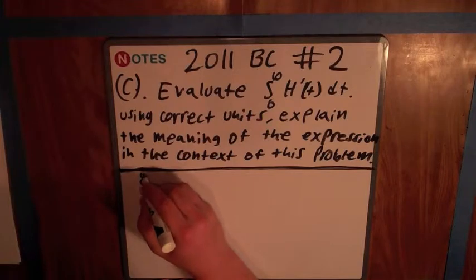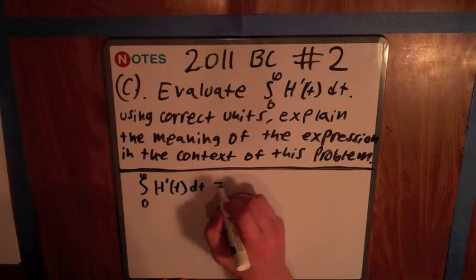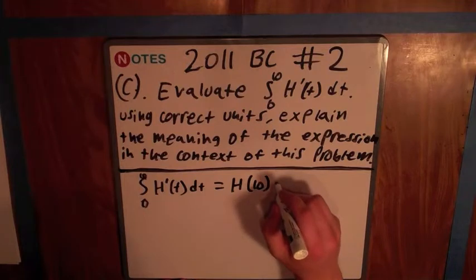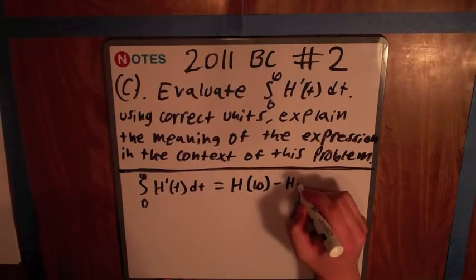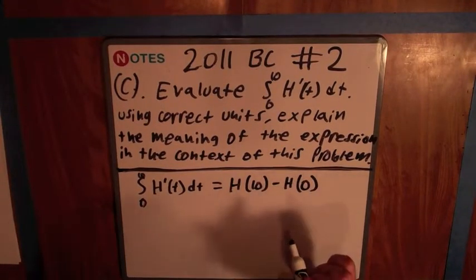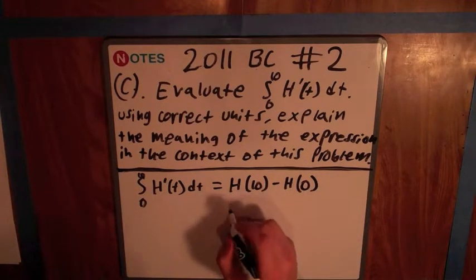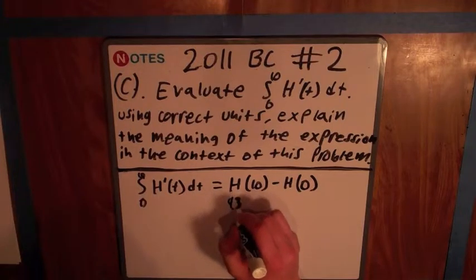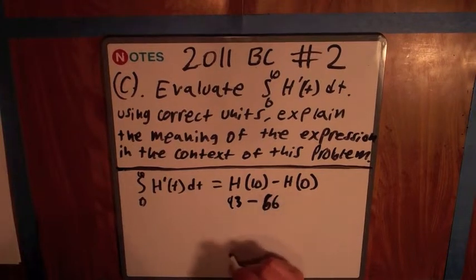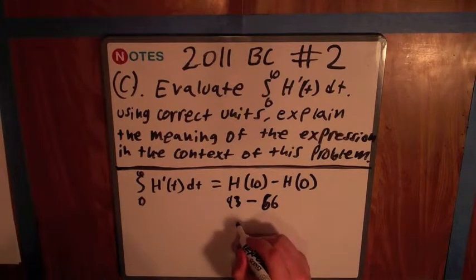So the integral from 0 to 10 of h prime of t dt will equal H at 10 minus H at 0. So we know H of 10 and we know H of 0. So we'll just go ahead and quickly plug those in. H at 10 is 43 minus H at 0, which is 66. And that will give us a value of negative 23.